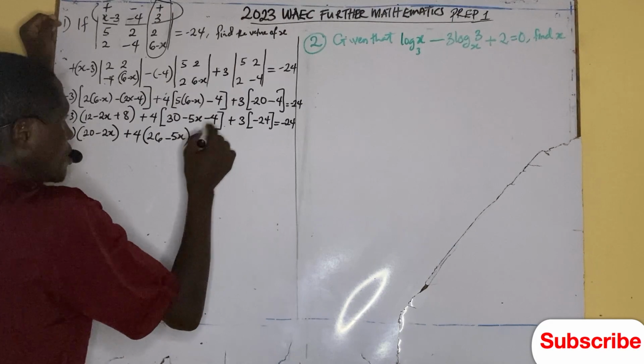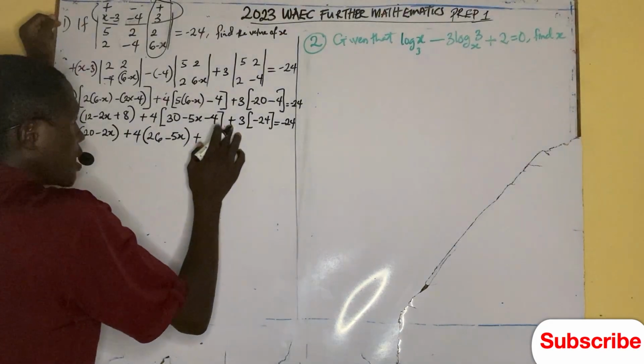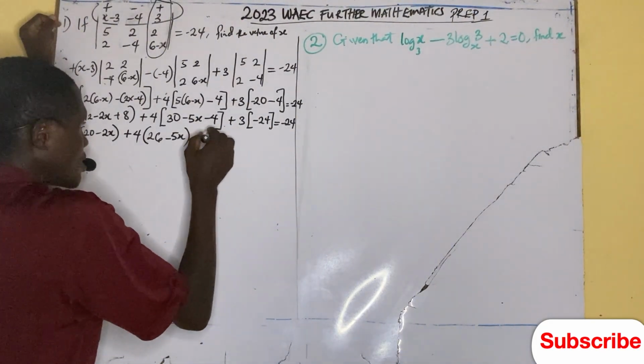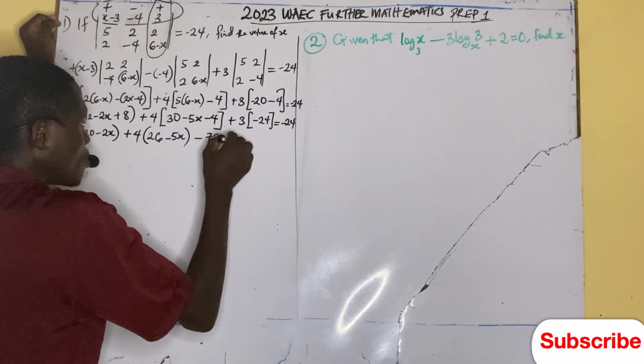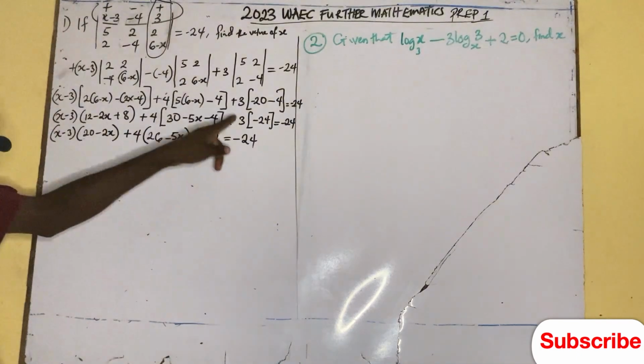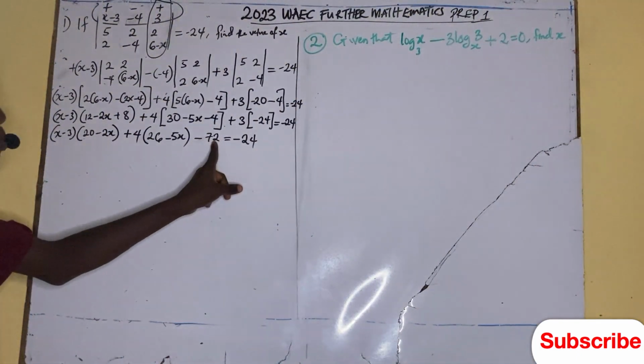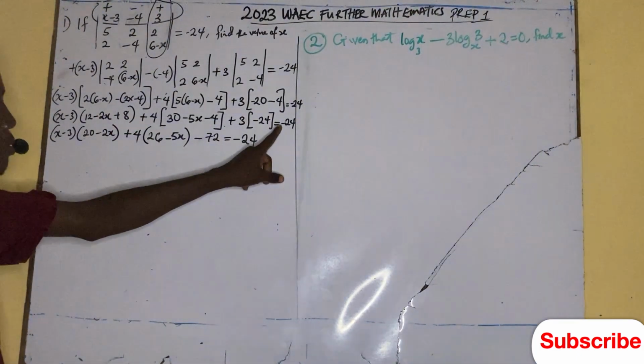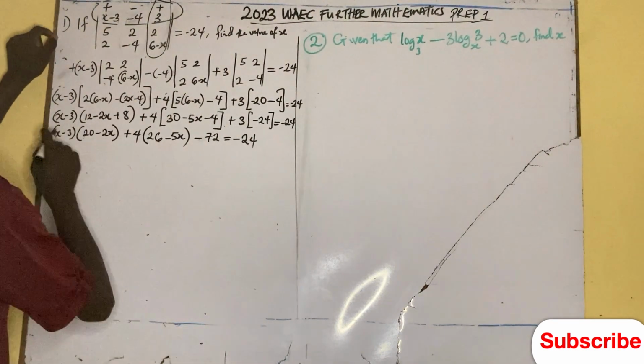So plus times minus will give us minus 72 equal to minus 24. 3 times minus, this is minus 72. Then this one is equal to minus 24. So multiply this one out.